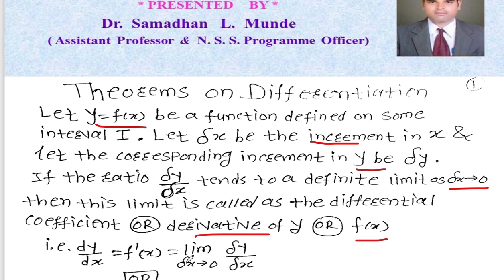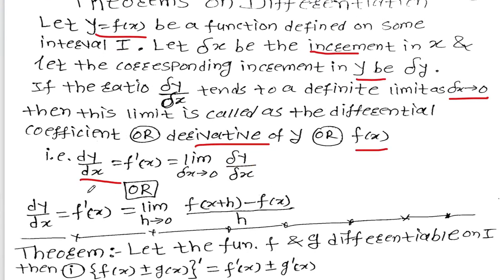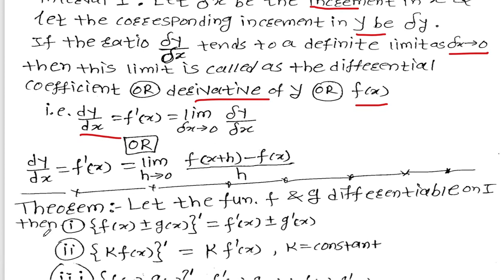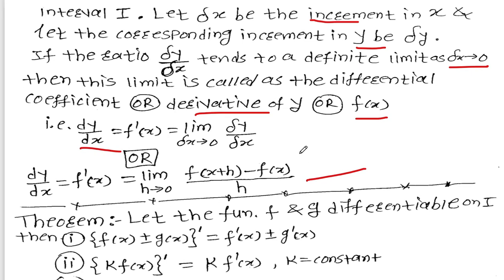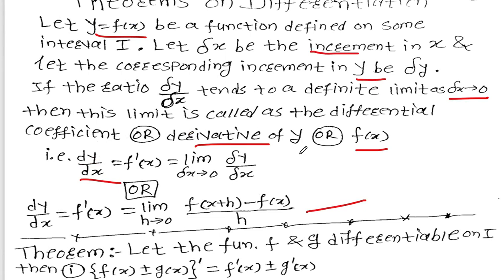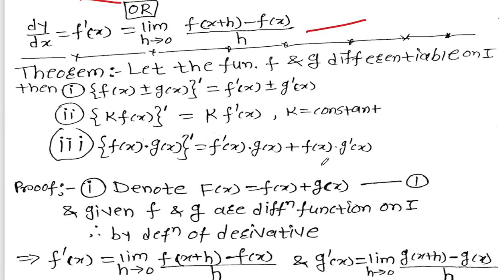So the notation is dy by dx equal to f dash of x, and this can be written as limit del x tends to 0 del y by del x, or this can be written as dy by dx equal to f dash of x equal to limit h tends to 0 f of x plus h minus f of x divided by h, if the limit exists. So this is the simple definition of the derivative. On this basis, we will see the next theorem. So what is the next theorem?